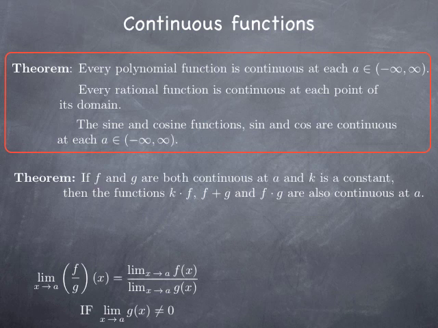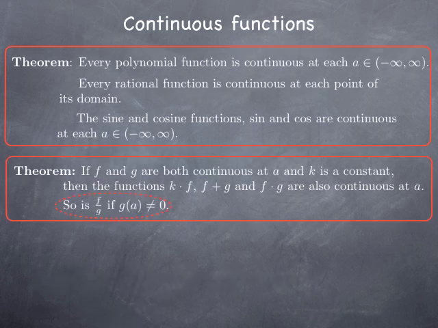The limit when x is approaching a of g of x is going to be g of a because g is continuous at a. Therefore, we get the condition that the limit is obtained by plugging in x equal a if the value at the bottom is not zero. So that gives us this additional continuous function. F over g is going to be continuous at a if g of a is not zero.